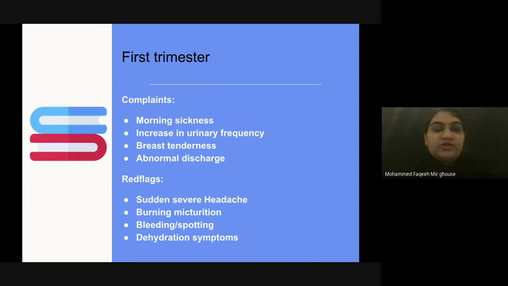Coming to first trimester. So first trimester, the basic complaints would be morning sickness, increased urinary frequency, breast tenderness, abnormal discharge. Now, I want to spend some time and talk about abnormal discharge over here. I have noticed that a lot of candidates keep saying, have you noticed any discharge? When I'm taking a mock or a practice session, I always come across this question, where the candidate is asking the simulator, have you noticed any discharge?